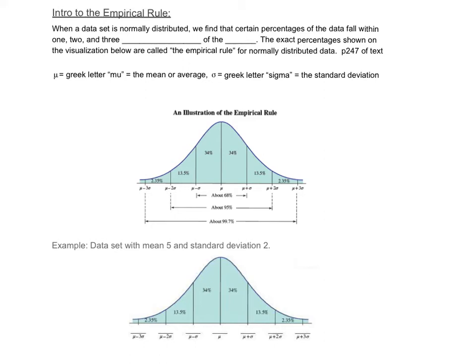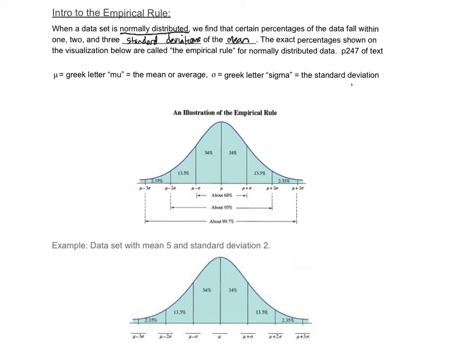Let's discuss the empirical rule. When a data set is normally distributed, and this only applies when a data set is normally distributed, remember that means it makes that bell-shaped curve when we do its frequency histogram, we'll find that certain percentages of the data fall between 1, 2, and 3 standard deviations of the mean.